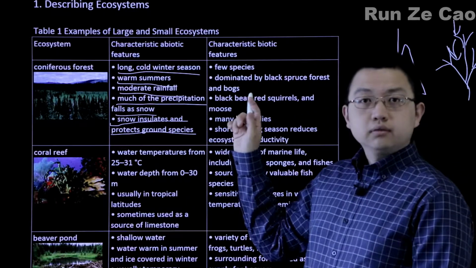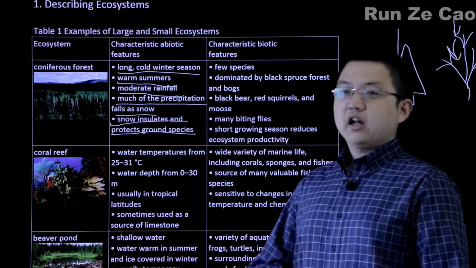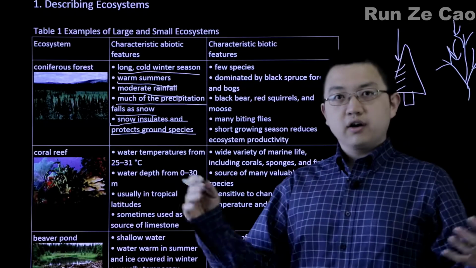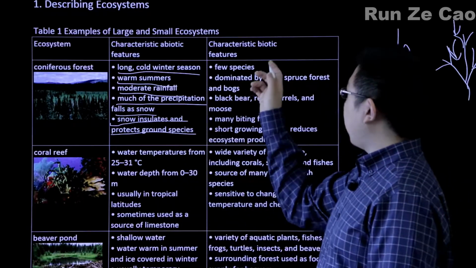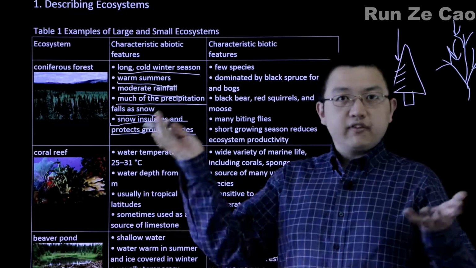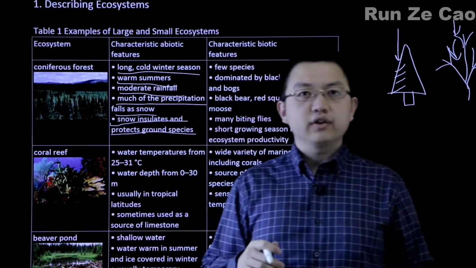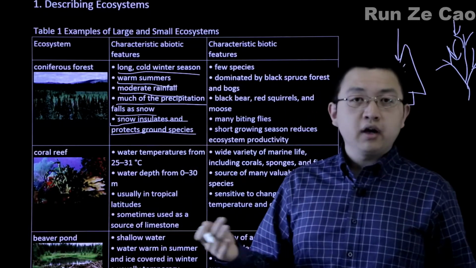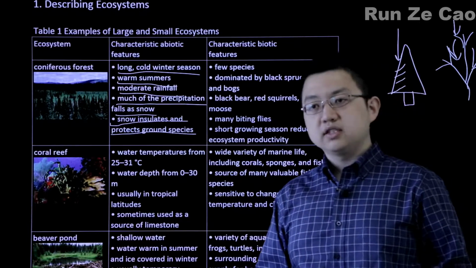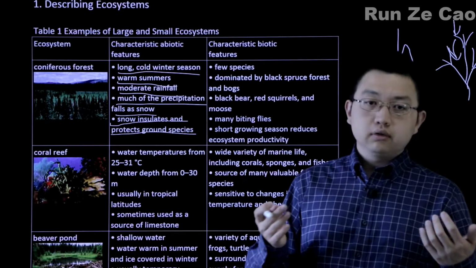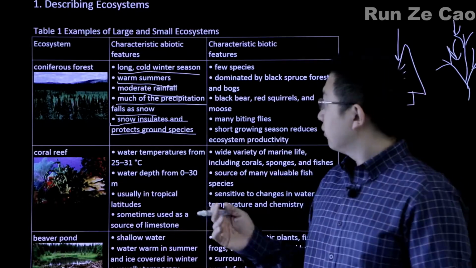Biotic features. What does that mean? Well, we know biology is the study of living things. Geology is the study of the earth. So biotic means that it has to be living things, right? So there are a few species in a coniferous forest. Well, compared to places such as deciduous broadleaf forests or tropical rainforests.